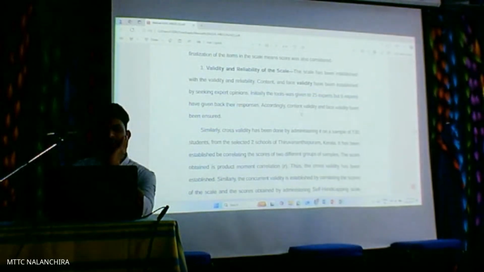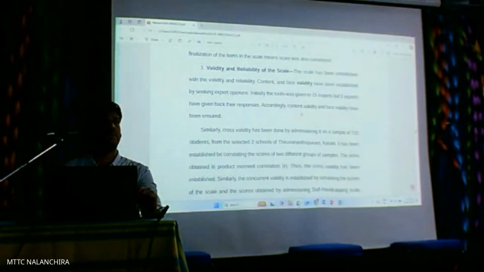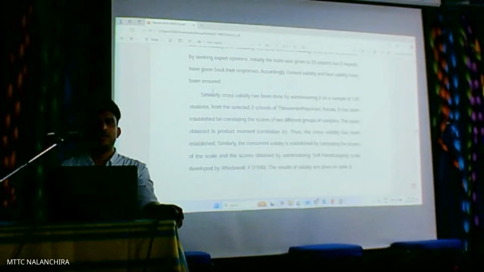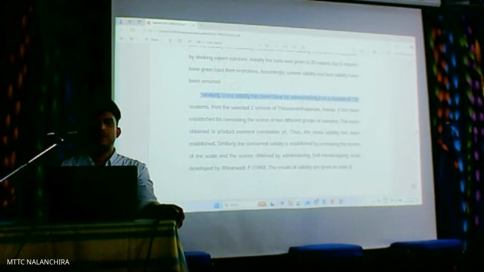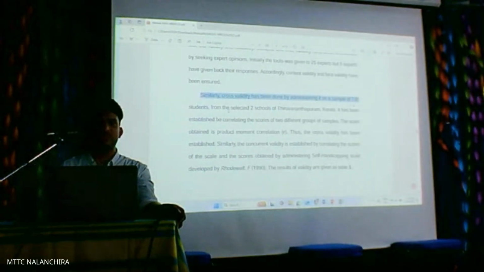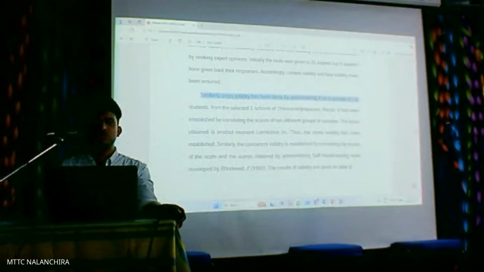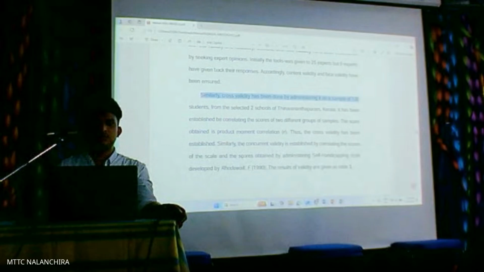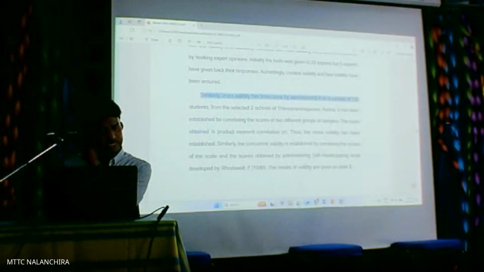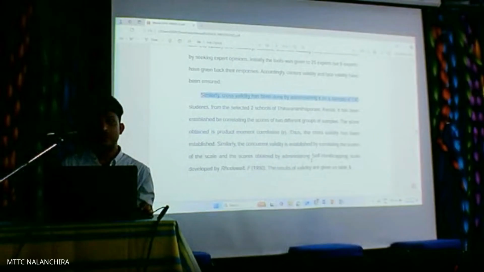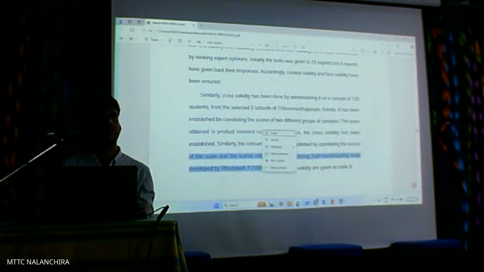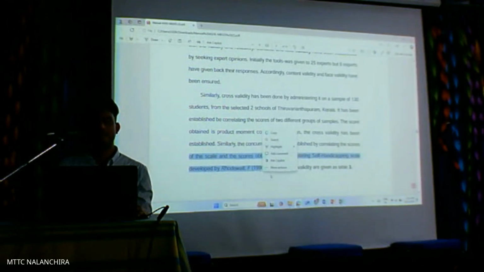Accordingly, content and face validity are ensured. Here we have not mentioned the content and face validity. But cross validation was done by administering to another sample of 130 students from 2 selected schools of Thiruvananthapuram. Cross validation details are declared by administering another self-handicapping scale developed by someone in 1990. It is given.